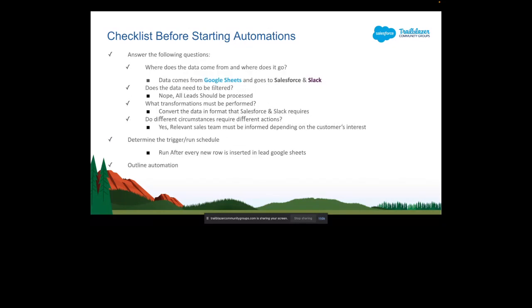Currently I convert the data into the format that Salesforce and Slack require, right? Every system only accepts specific data, or the model of responses it requires, and depending on that I would send only that particular body to my external applications. In today's scenario, it is Salesforce and Slack. Then, do different circumstances require different actions?